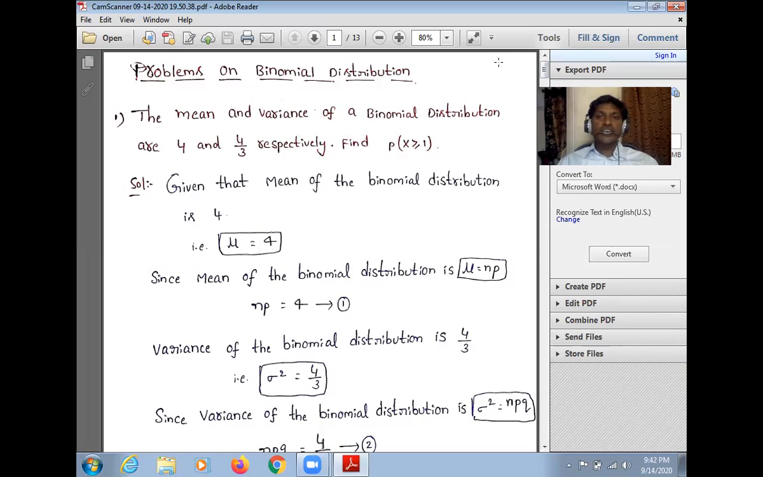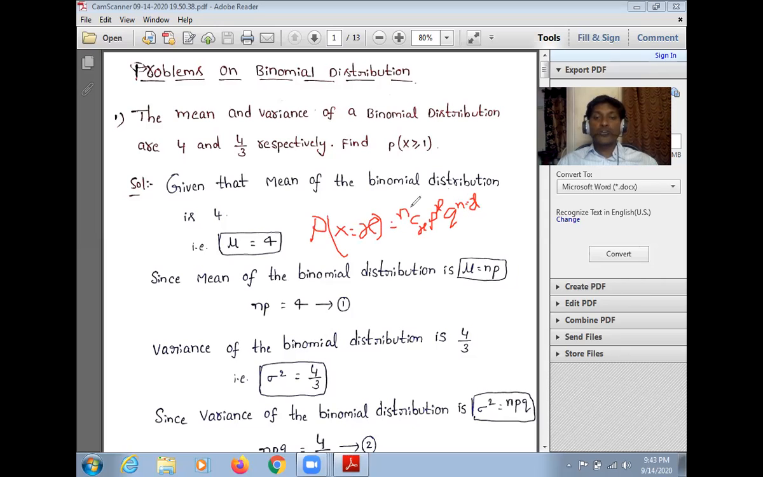Here x takes only positive values and P(X = x) is equal to nCx p^x q^(n-x), where x is from 0 to n.